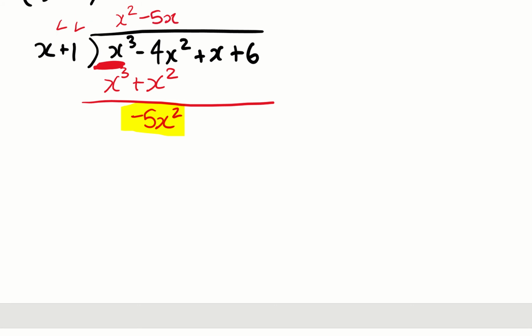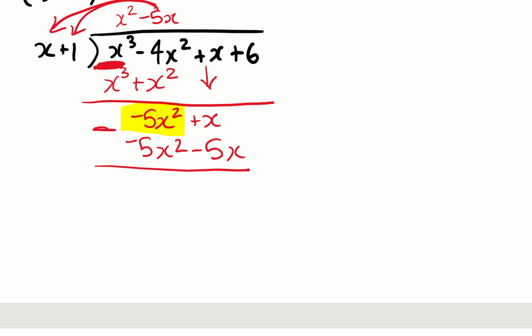And now I do the same thing over again. I times this in here by both of these terms. Negative 5x times by x will give me negative 5x squared minus 5x. Now this is where I bring my new term down. I bring in my plus x. And I put my big subtraction and I cancel. They should always cancel out. If they don't, something's gone wrong. So negative 5x squared plus another 5x squared is going to give me 0. And then x minus negative 5x, notice the double negatives, is going to give me 6x.